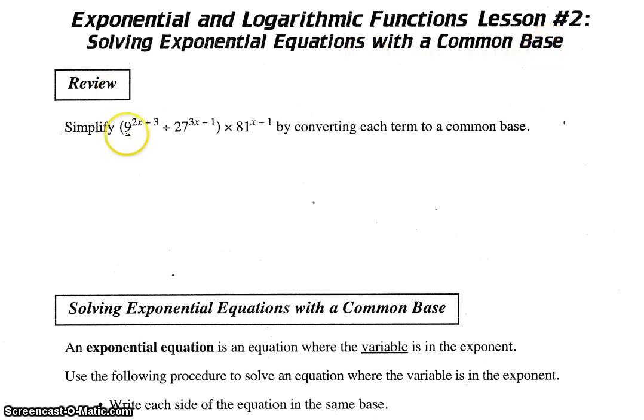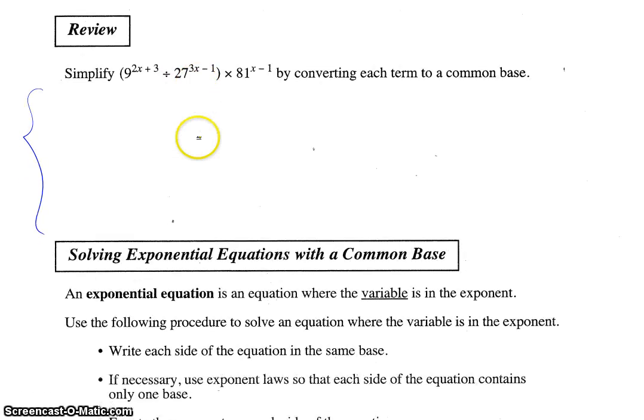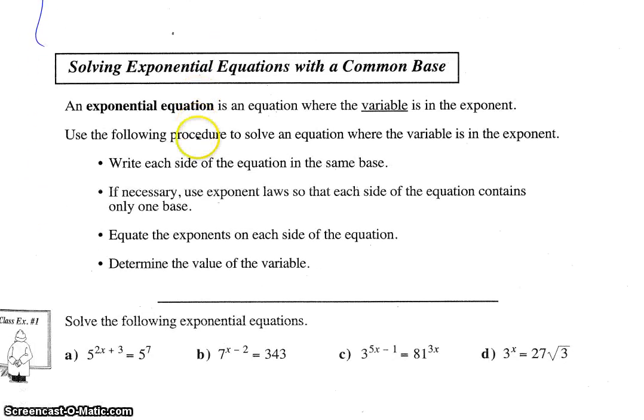Okay, this first question, the review, we're going to skip that, but for the ones on your assignment, basically what you want to do is get the bases all the same. 9, 27, 81, those could all be base 3, and then use your exponent laws after that. We are going to use this space for a different example at the end of this. So for now, let's go to here.